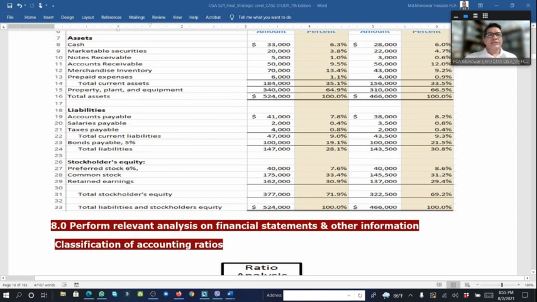For example, if you see the liability side, here total liability is 30%. Then liability and stockholder equity together is 100%. If you think here, look here, accounts payable in the previous year was 8.2% of total, but this year 7.8%. So what is happening here? What would we understand based on the analysis? What would management think? Here previous year accounts payable was 8.2%, but this year 7.8%.